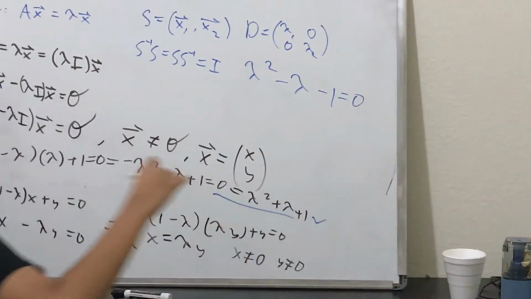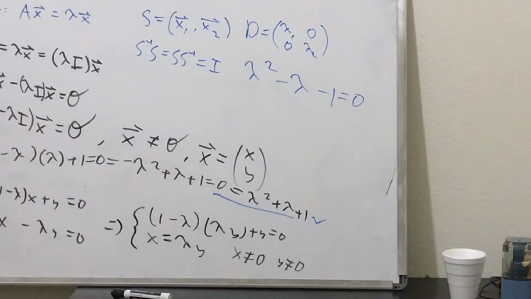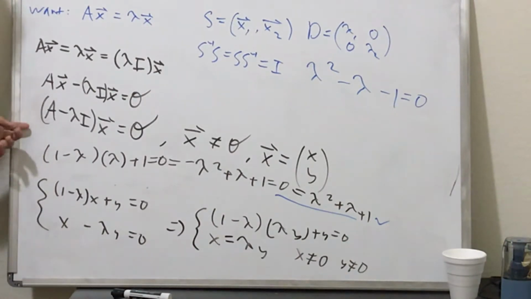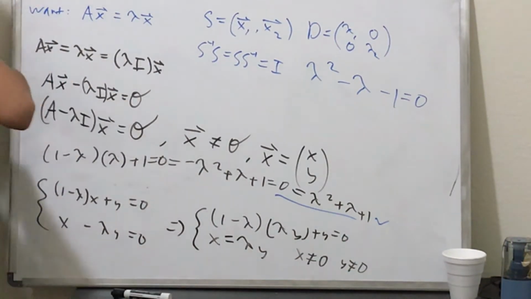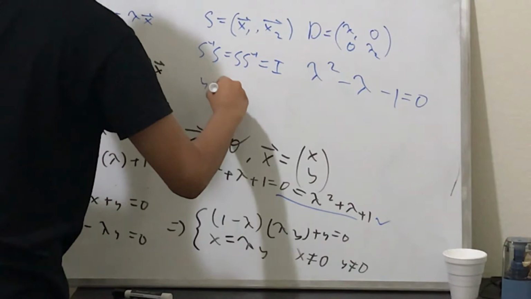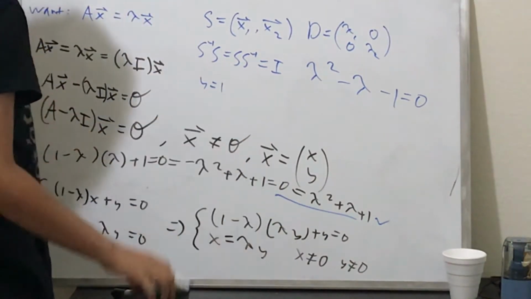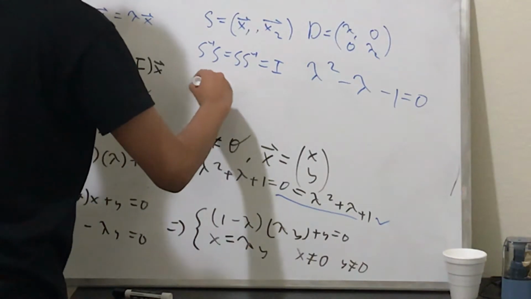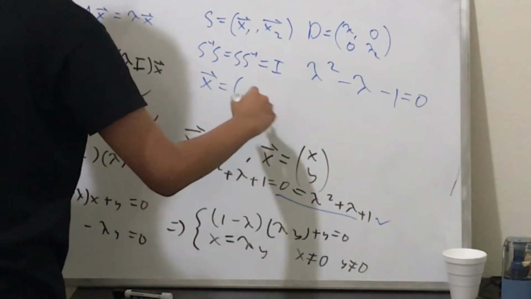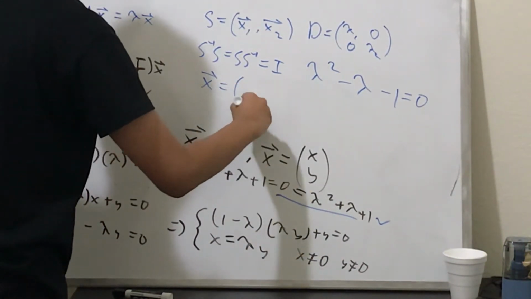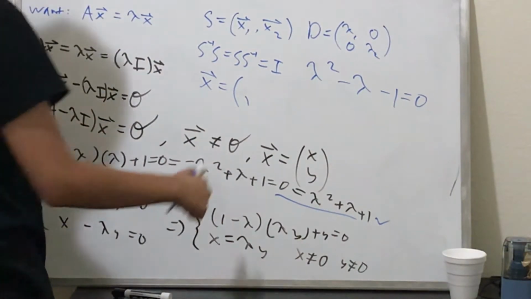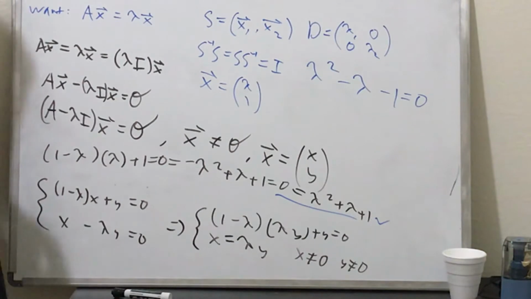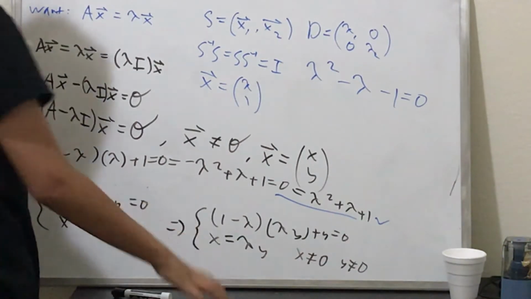What does that mean? That means y can be any value as long as it's not 0, and it'll satisfy this. So we're going to set y equal to 1. That means x is x and y, so our y is 1, and our x is lambda y, so our x is lambda. Overall, our x vector is lambda, comma, 1.